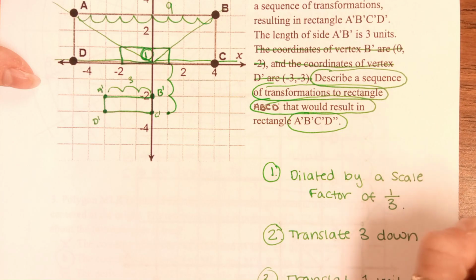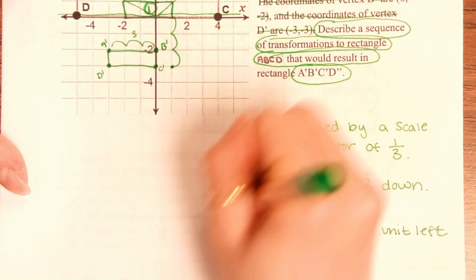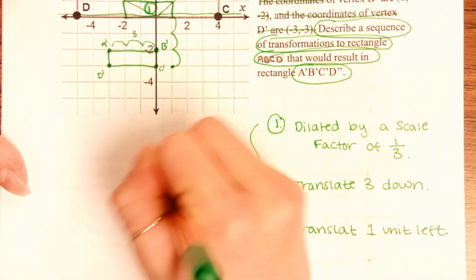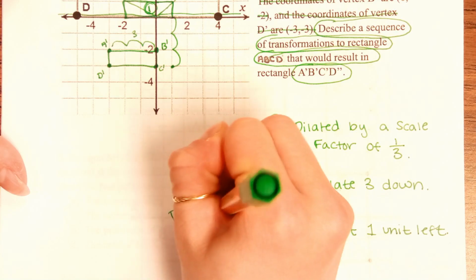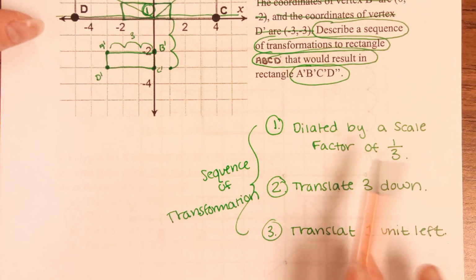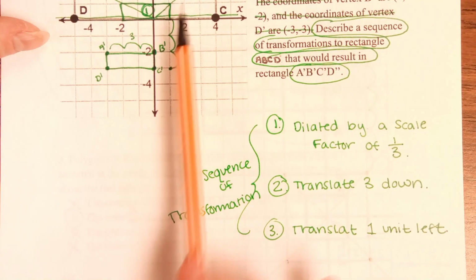Describe a sequence of transformations to get our big rectangle to our little one. Step 1, she dilated it by 1/3. Step 2, we translated it 3 down. Step 3, we translated it 1 unit to the left. Alrighty.